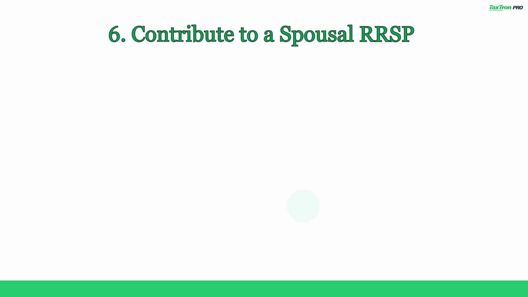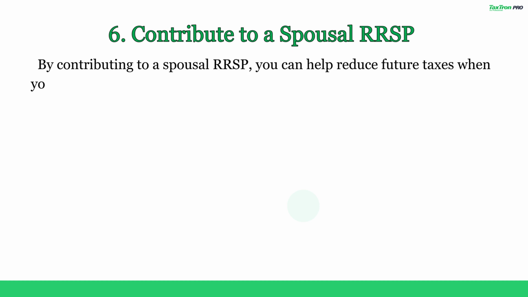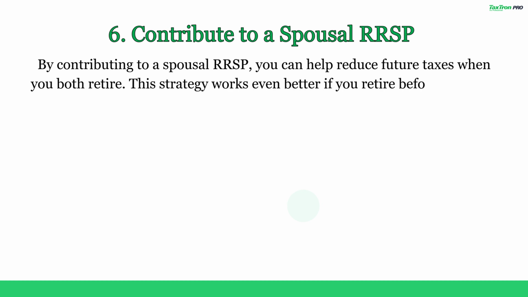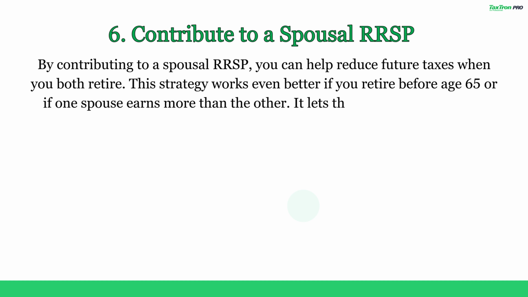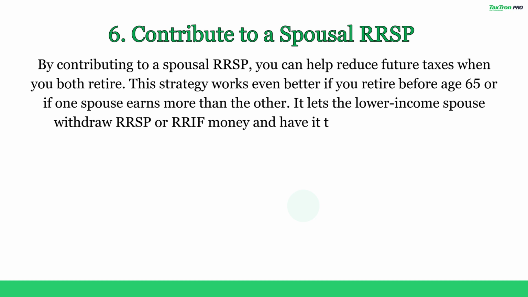Number 6. Contribute to a spousal RSP. By contributing to a spousal RSP, you can help reduce future taxes when you both retire. This strategy works even better if you retire before age 65 or if one spouse earns more than the other. It lets the lower-income spouse withdraw RRSP or RRIF money and have it taxed at their lower rate.